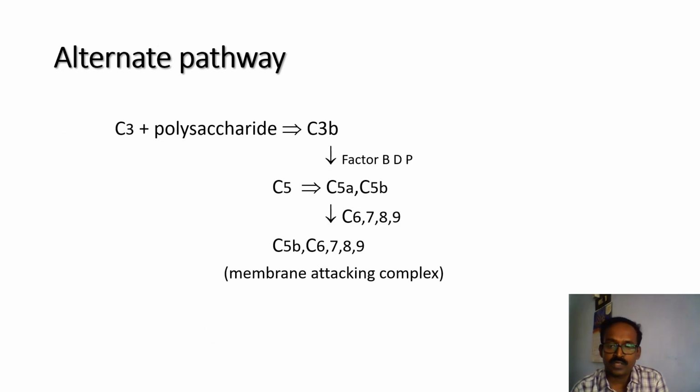The alternate pathway is also called the lectin pathway or properdin pathway, because mannose, a polysaccharide, binds with the lectin. So C3 binds with the polysaccharide and activates C3B with factors B and D. Along with the polysaccharide, it forms the membrane attack complex. So it is called the lectin pathway or properdin pathway.